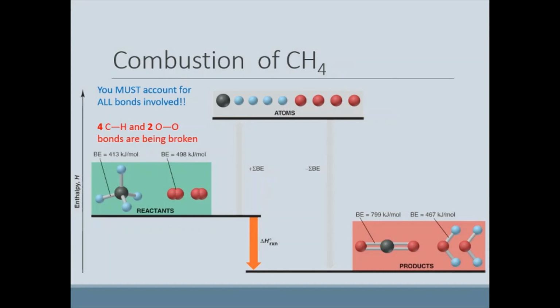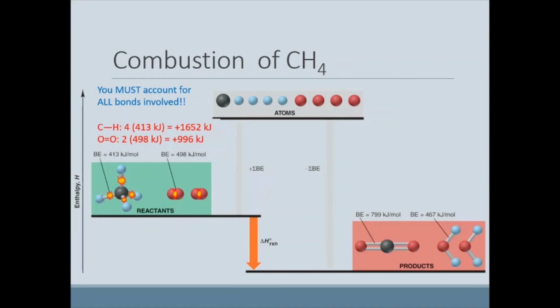Similarly, whenever we look at the oxygen, and I just now realized, this should be an oxygen-oxygen double bond right there. Since we have 2 oxygens, we're going to need to break 2 oxygen-oxygen double bonds. And so just keeping your numbers lined up, and again, using the given bond energies, in order to break all of our carbon-hydrogen bonds, we're going to need to absorb 1652 kilojoules of energy. In order to break both of our oxygen-oxygen double bonds, we are going to require 996 kilojoules of energy.